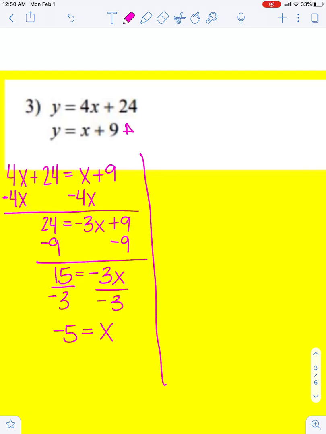So then I'm going to use this equation right here and plug my x value in. So y is equal to x plus 9, so negative 5 plus 9. That would make y equal to 4. So from there, if x is equal to negative 5 and y is equal to 4, that point of intersection is negative 5, 4.